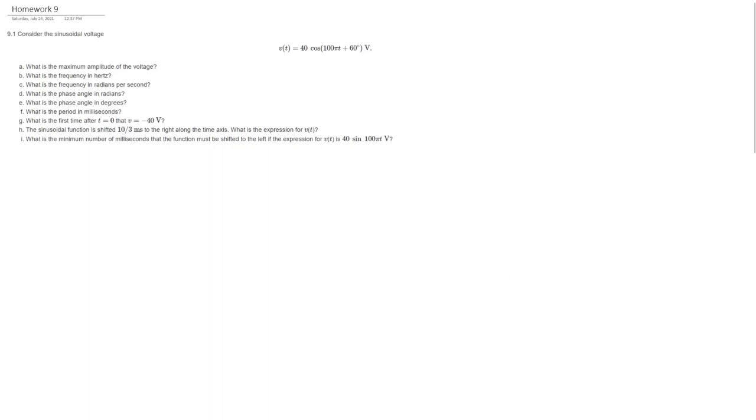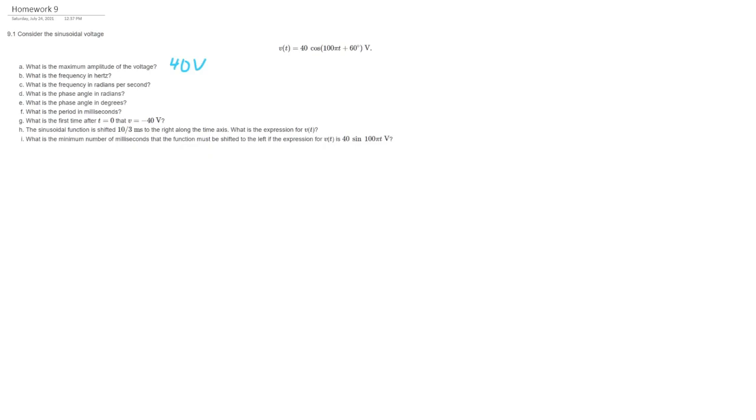So, the first thing we want to consider is the maximum amplitude of the voltage. Now, if you go to the equation right here, it's given. There is 40 volts as a peak amplitude, because as you know, cosine swings between -1 and 1. So you multiply -1 and 1 times 40, you get 40. So the maximum amplitude is 40 volts.